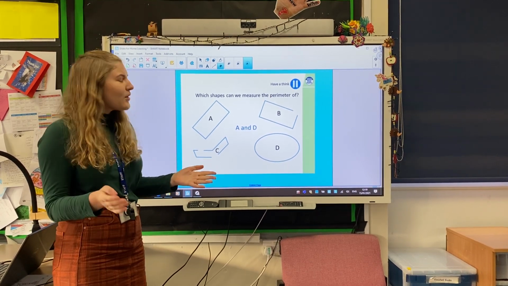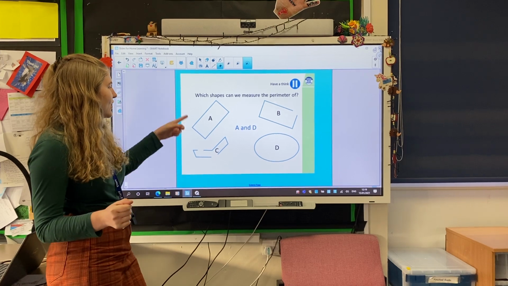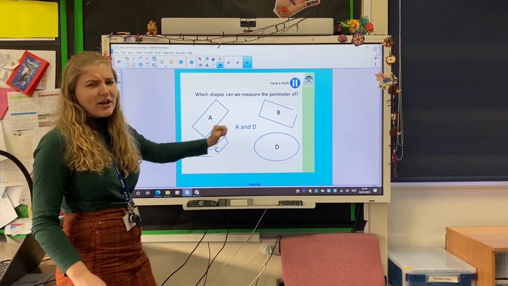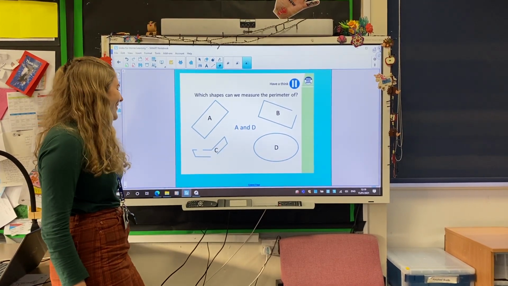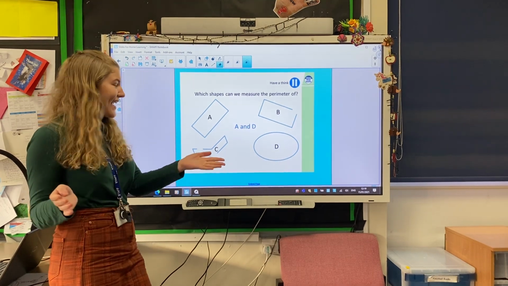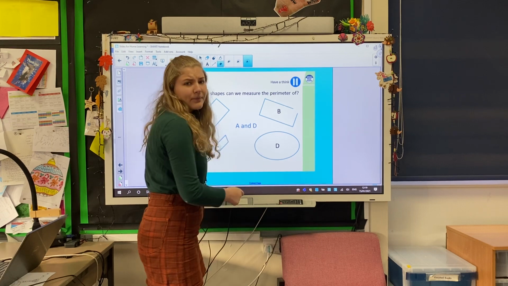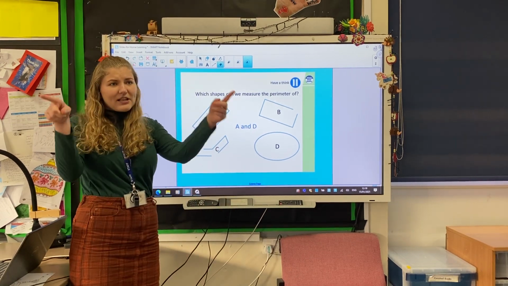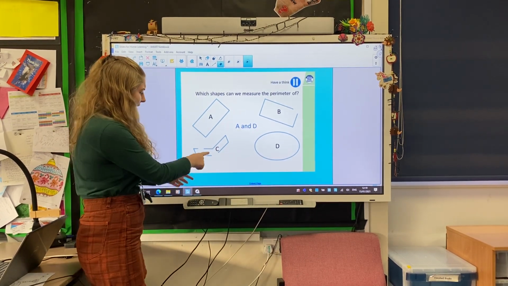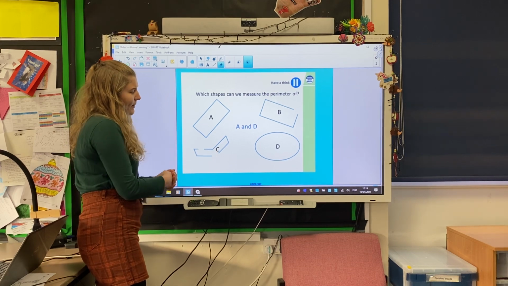Lovely. So we can find the perimeter of shapes A and D. Well done if you spotted that on the slide. We can't do B and C because can you see there's a break in the shape? We wouldn't be able to measure all the way around the outside, and in C there's a little break there and a little break there.